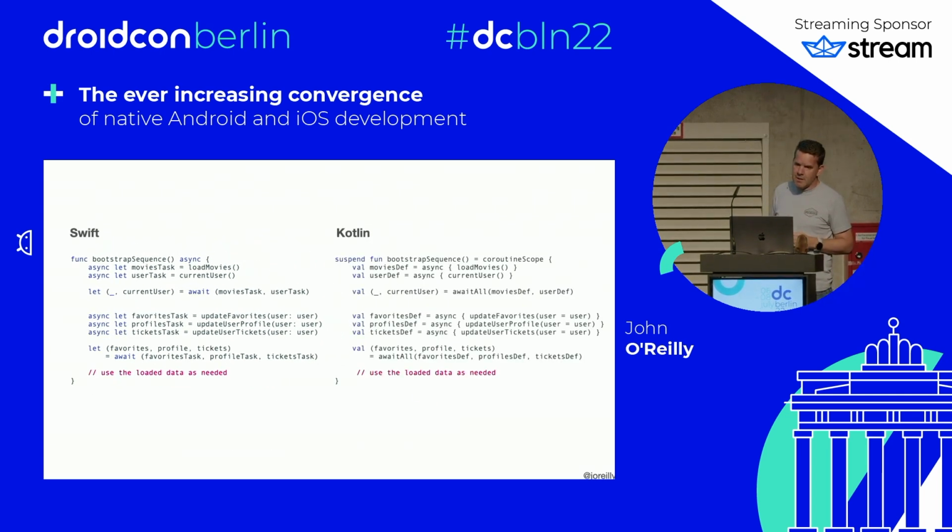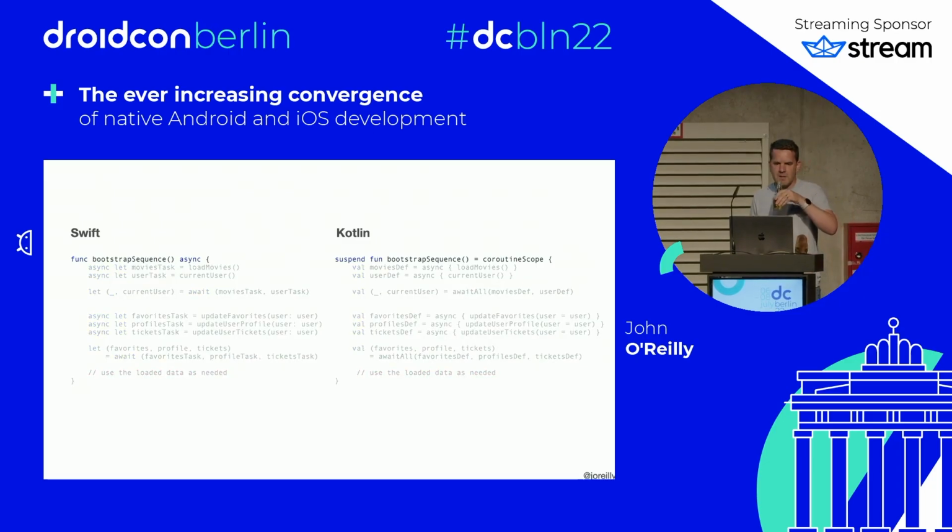And again, this is the Kotlin equivalent. And if we break it down a bit more, we again see use of async in Swift and suspend in Kotlin. Very similar mechanisms then for invoking these async functions in parallel, using async let in Swift and the async coroutine builder in Kotlin, and then waiting for them to complete, using await in Swift and awaitAll in Kotlin.